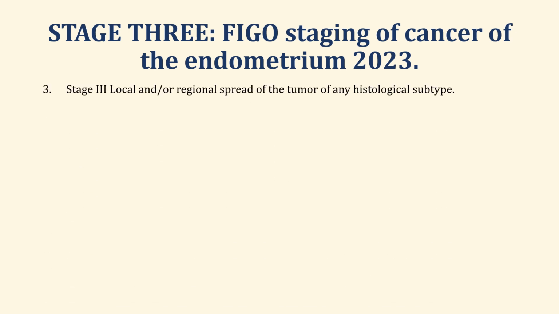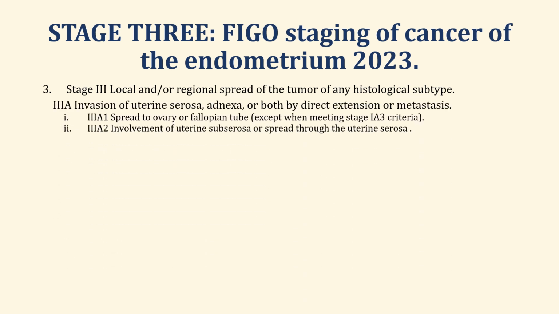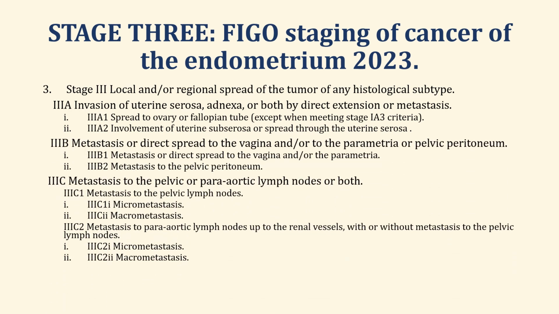In stage 3, there is local and or regional spread of the tumor of any histological subtype. Stage 3A is divided into stage 3A1 or 3A2, and these are actually depending upon the extent of the involvement. It is either 3A or 3B when it is involving the vagina and the parametrium or the pelvic peritoneum, and stage 3C when it is further involving the pelvic or the para-aortic lymph nodes or both.